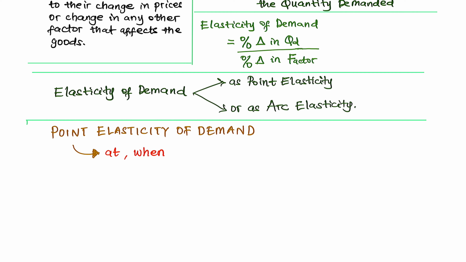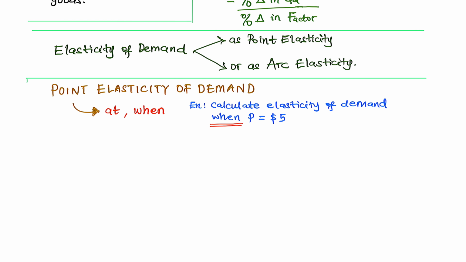The question may say, calculate elasticity of demand when price equals $5. So the keyword here is when. This means we are asked to calculate the point elasticity of this demand when the price is $5. Now let's go about it. Different type of way the question may be given to us.